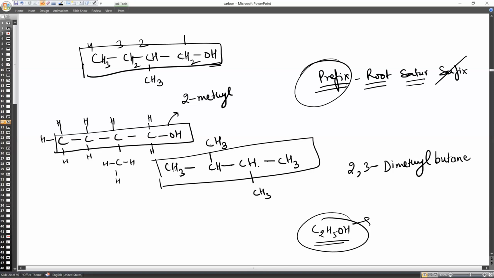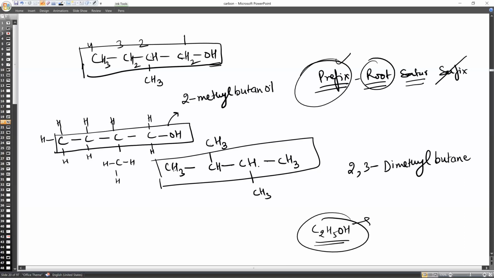Now the root. 1, 2, 3, 4. After the prefix, the root is there. So what is the root for 4 carbon? The root word is but, and since there is a single bond between the carbon atoms, then ane. Got it? Butane. And then we don't write E here. Why? Because we have a suffix. So if it is at the first position, then we will write butanol.